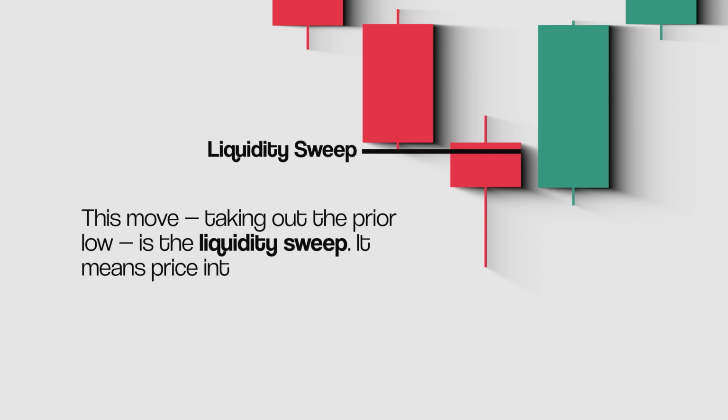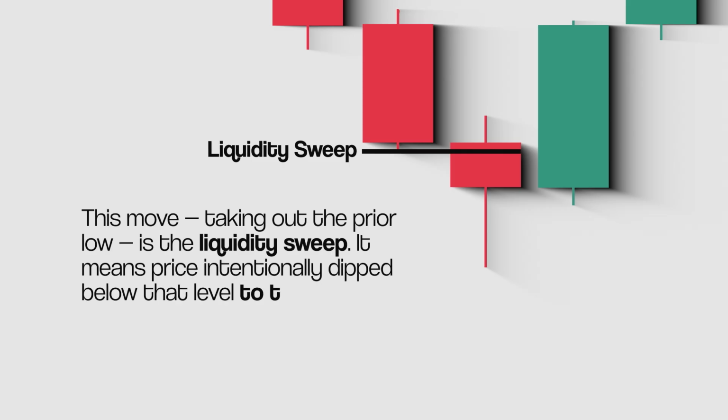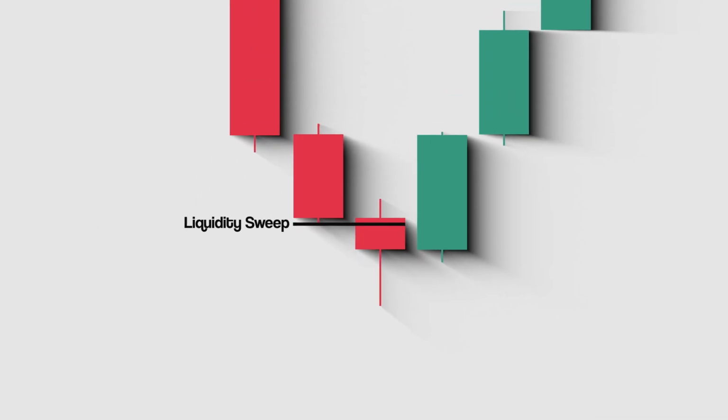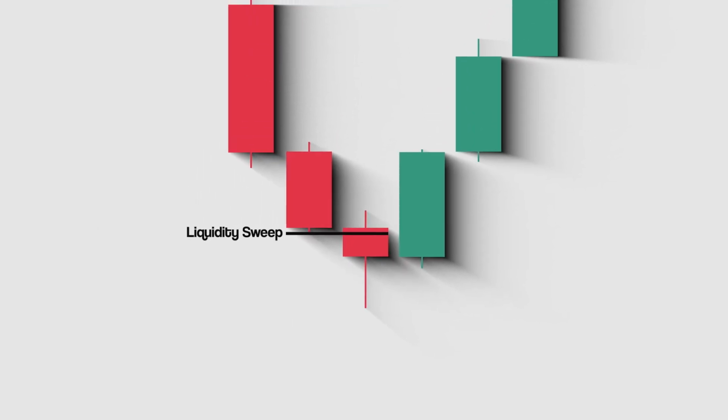It means price intentionally dipped below that level to trigger the stop-loss orders sitting under the previous candle's low. This is not random. Liquidity sweeps are deliberate actions by institutional traders to collect liquidity so they can fill their large buy or sell orders without causing slippage against themselves.